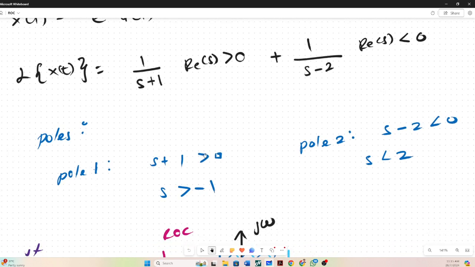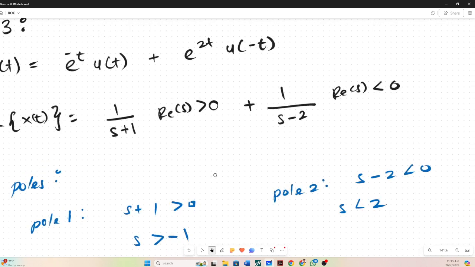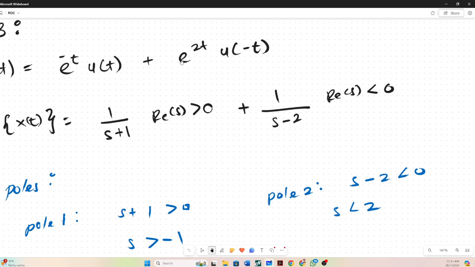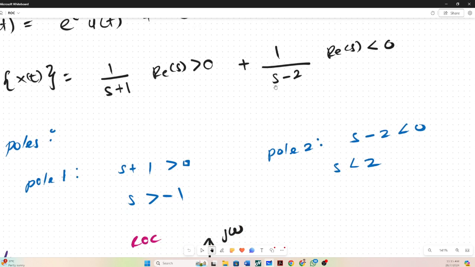So that is for the first pole. And for the second signal, we convert e^(2t)u(-t), and then we get the Laplace transform equal to 1 over s minus 2. Because the signal is at the left side, we can say that s must be less than 0. So take the pole s minus 2 less than 0, bring the 2 to the right side, and then we know that the ROC happens when s is less than 2.